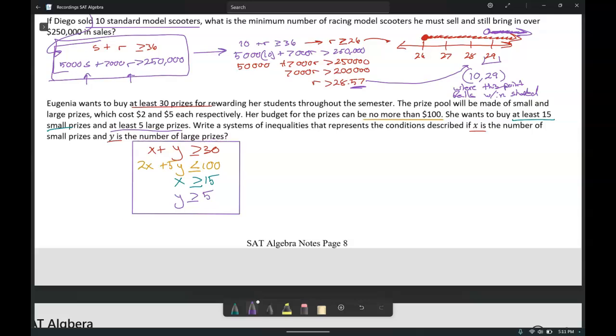And then if we wanted to see what possible combinations would fit all of these constraints, we could graph all the inequalities. And again, we are looking for any overlapping areas for all of the solutions.